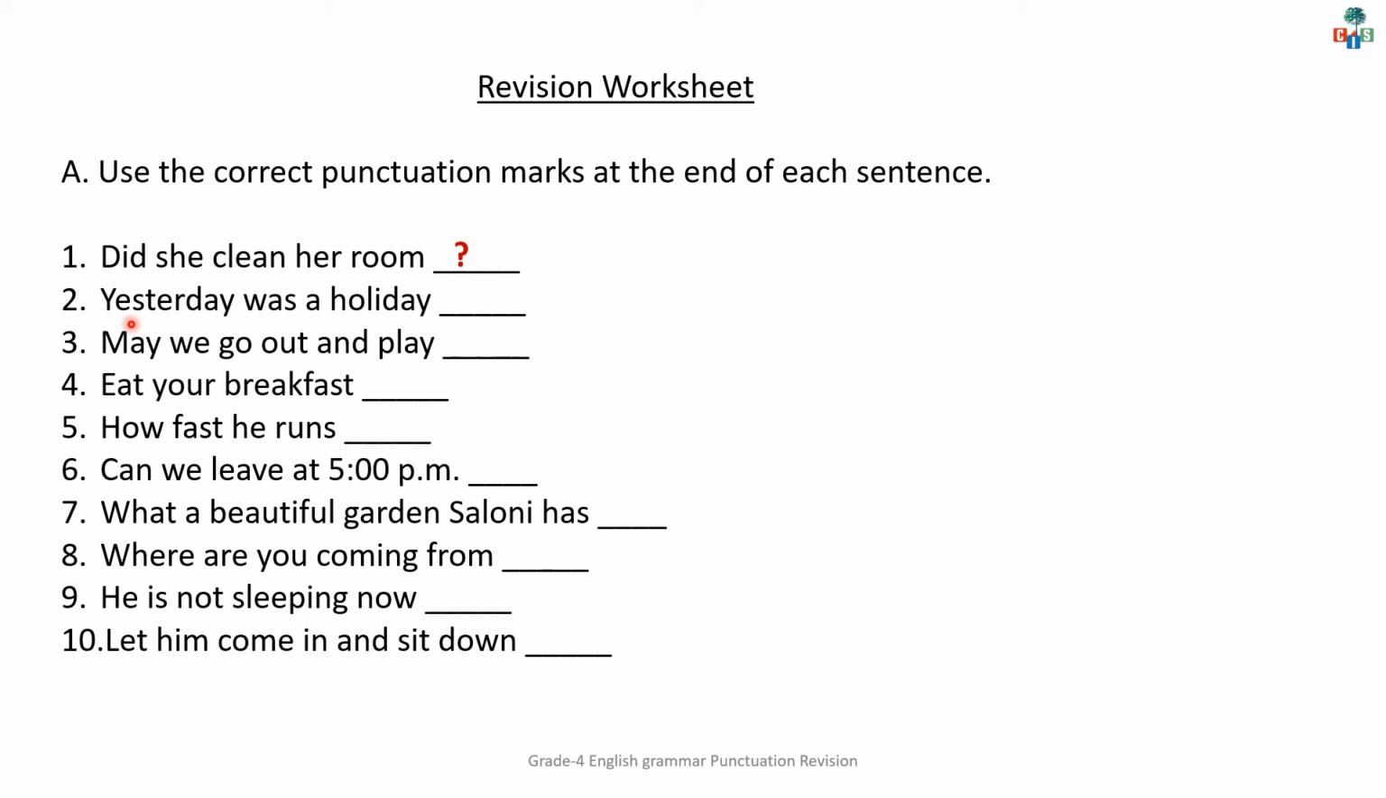Number 2. Yesterday was a holiday. Yes, children. This is an assertive sentence. Just we are saying something. So, we will use a full stop at the end. Let's take sentence number 7. What a beautiful garden Saloni has. Yes, children, this is an exclamatory sentence. We are showing our feelings. So, at the end, we will put an exclamation mark. So, try to do the rest of the sentences on your own.